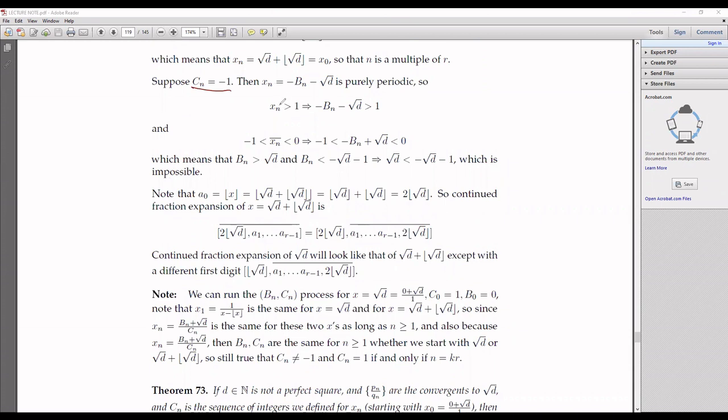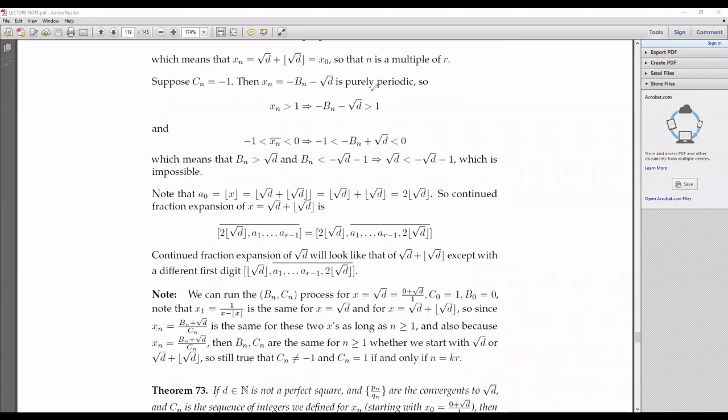Suppose, consider that Cn equals minus 1. We are going to produce a contradiction and claim that Cn cannot be minus 1. So xn is bn plus root d. So basically Cn is minus 1. So xn is bn plus root d divided by minus 1. That is why we have minus here and minus here.